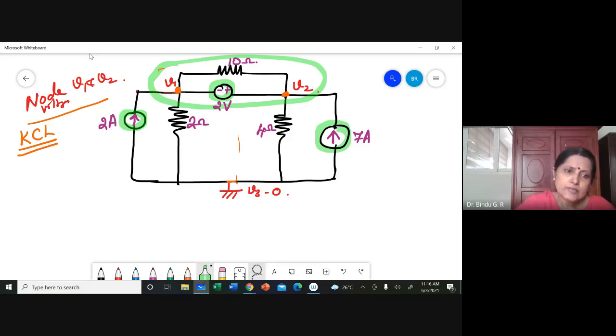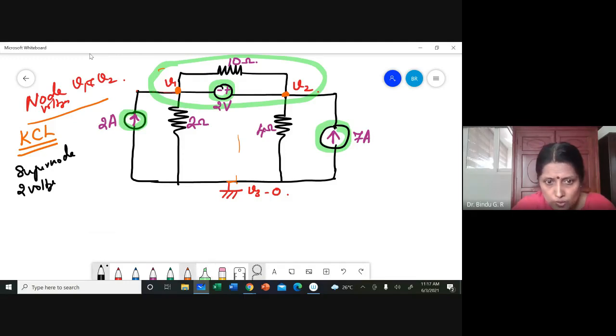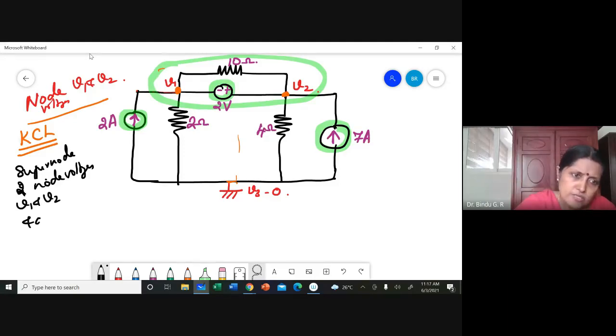So this is a super node, consisting of two node voltages, namely V1 and V2, and also a 10 ohm resistor. Why did I write the 10 ohm resistor? Because the 10 ohm resistor is connected directly between V1 and V2.